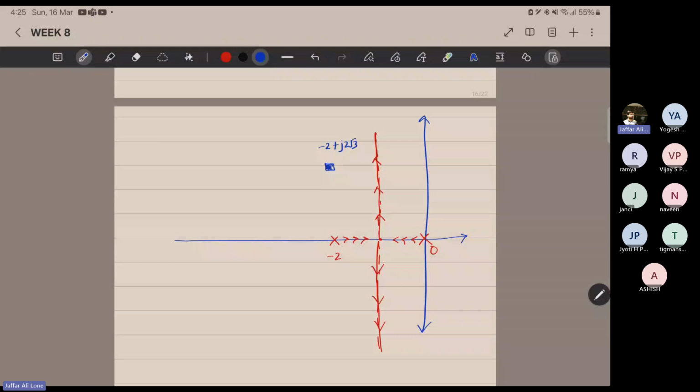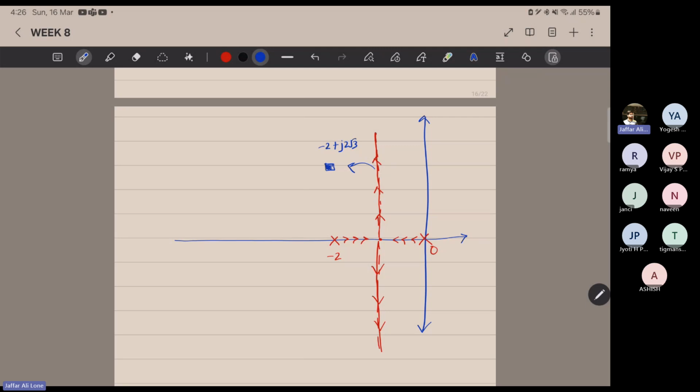Just doing the gain adjustment will not serve the purpose; we have to do something else. So what we have to do is shift this root locus to include this point, to ensure that this point is also on the root locus.